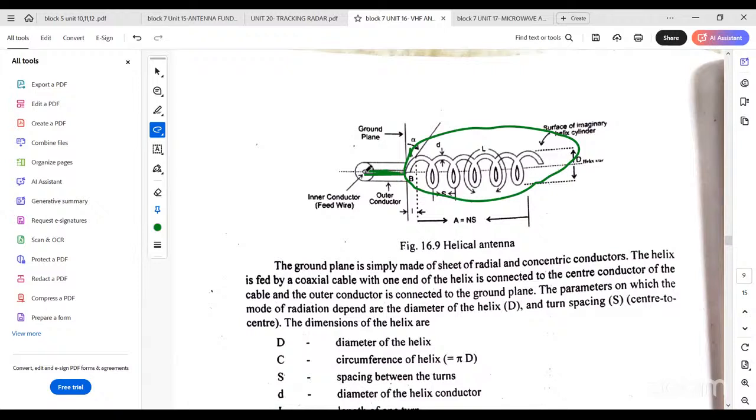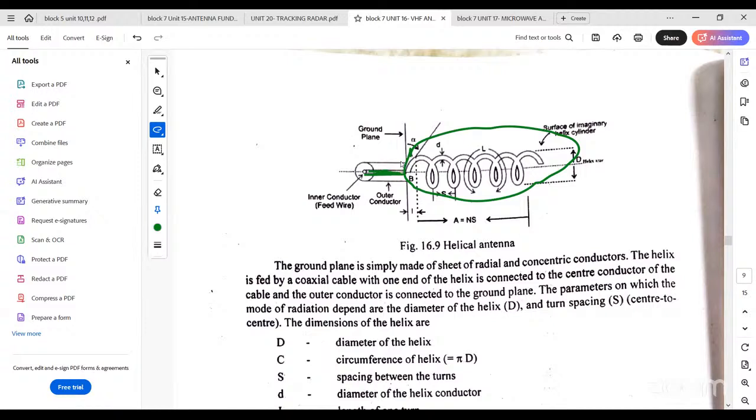Coaxial cable, which is green in color. The outer part of the coaxial cable is connected to one conductor. This one is the conductor, the outer part is the conductor. In this conductor, I inserted a coaxial cable. The other end of the coaxial cable is connected to a wire, a coil.